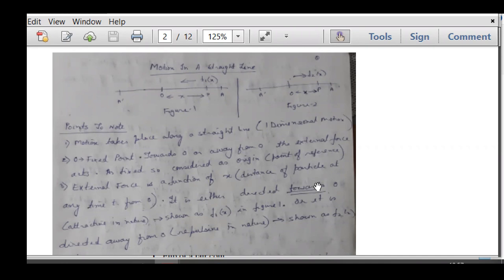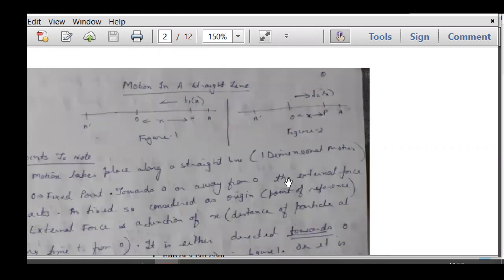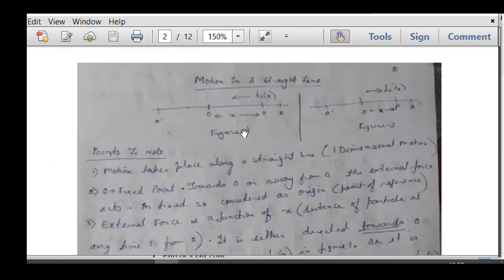So we will consider a particle which is moving in a straight line. Suppose, consider figure 1. What can happen in a straight line? Suppose O is a fixed point and our particle at any instant is at the point P. Under the action of an external force, the particle will move. When the particle is moving, we are considering any specific instant, and at any time t our particle is at point P, and our particle had started from the point A.